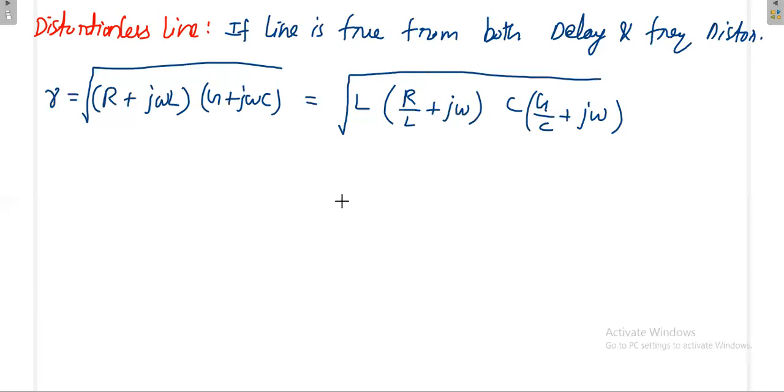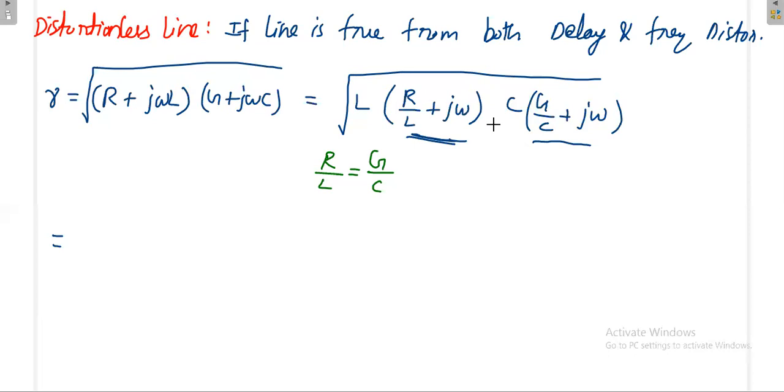Now see, if I choose R by L, this is one condition I am applying. If I take R by L equal to G by C, now instead of G by C, I can put R by L. Once I apply this condition, the equation will be modified like this, because this term and this term are both the same, then I can take it outside.